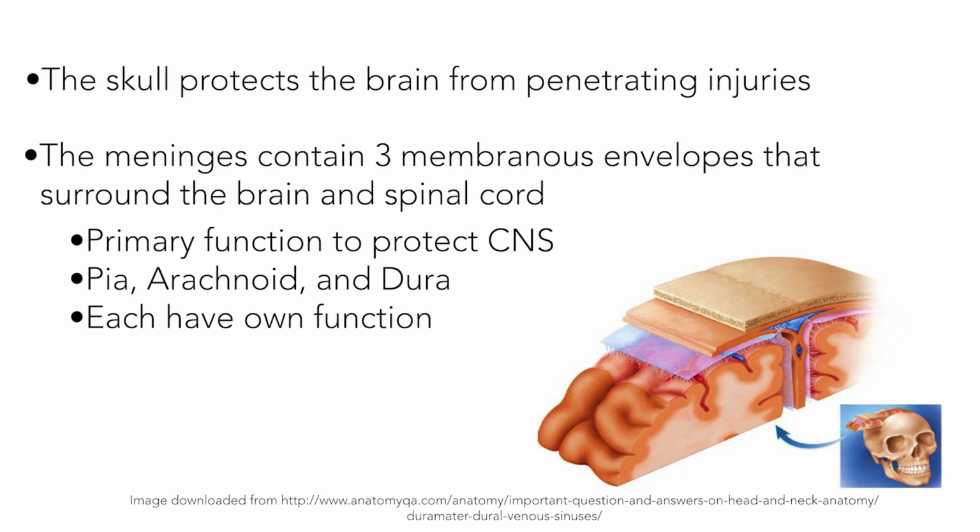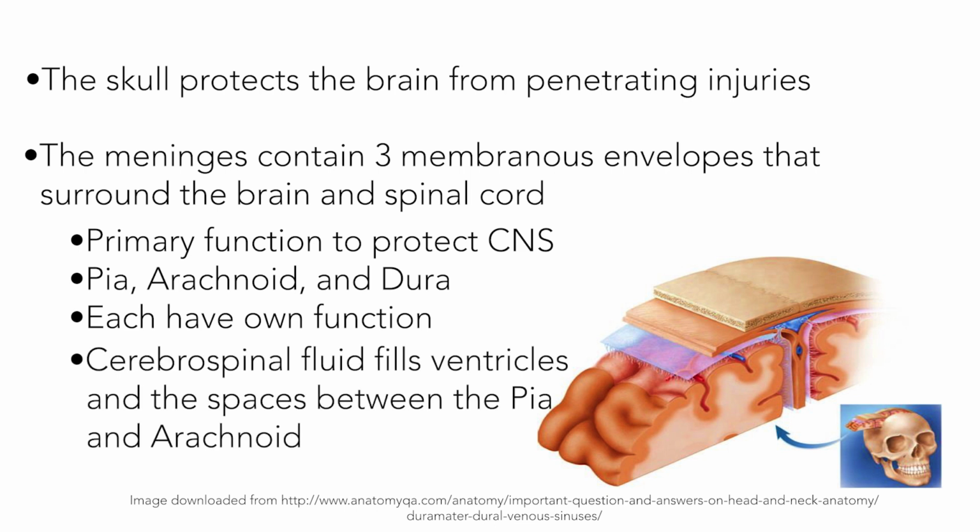In between the pia and arachnoid layers, closer to the brain, you'll find cerebral spinal fluid, also known as CSF. The cerebral spinal fluid surrounds the brain and spinal cord, providing yet more protection. The CSF has many other functions as well, including shock absorption and nutrient transportation.